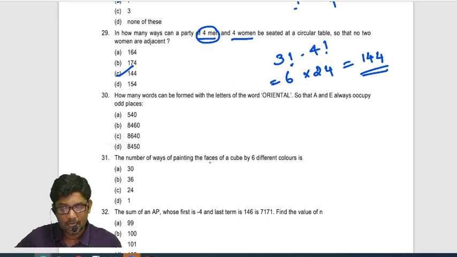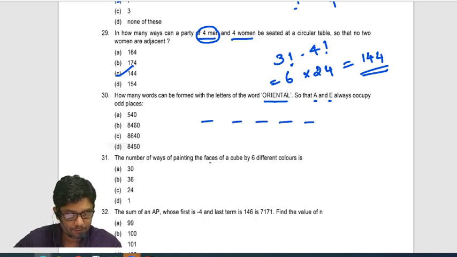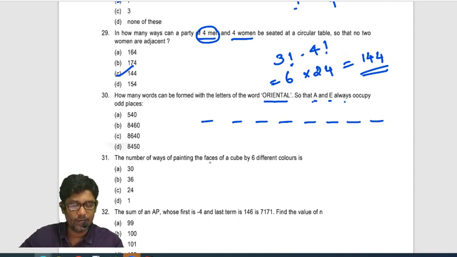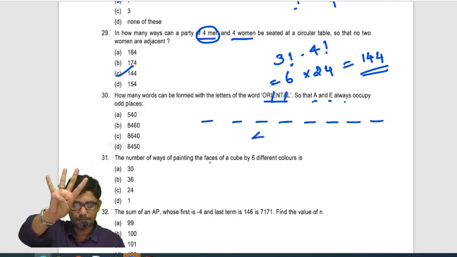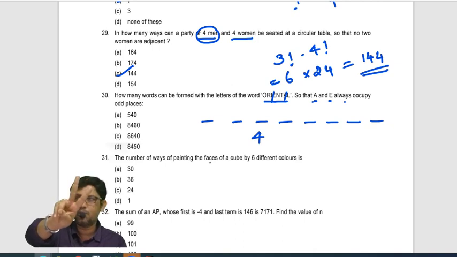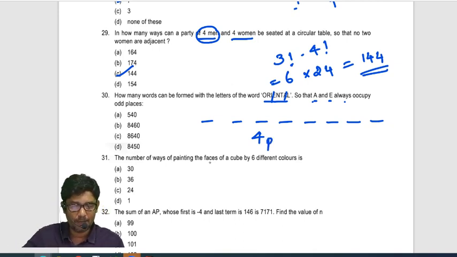Next, in how many ways can words be formed with the letters of the word ORIENTAL so that A and E always occupy odd places? Total how many letter word, my dear, is this? 8 letter word. Now, A and E always occupy odd places. Total there are how many odd places? There are 4 odd places. Out of 4 odd places, 2 letters are to be arranged. In how many ways can it be arranged?